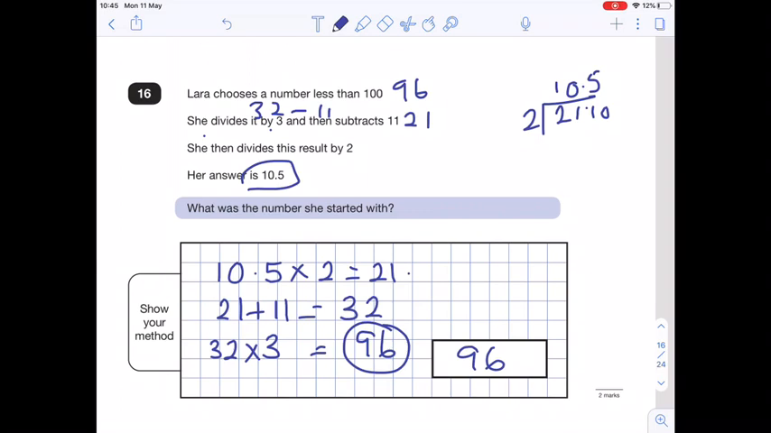So that's a trick. Well, it's not a trick, it's the right way to do it. When you know what the answer is, so we knew what our answer is, you go backwards and in reverse. You switch everything around to get what the starting number was.